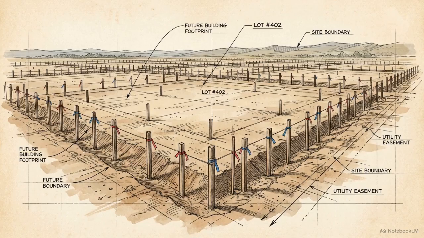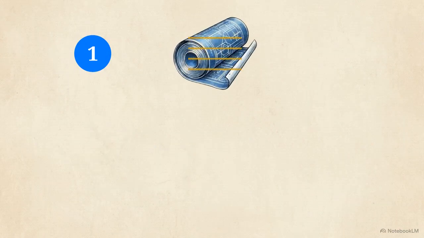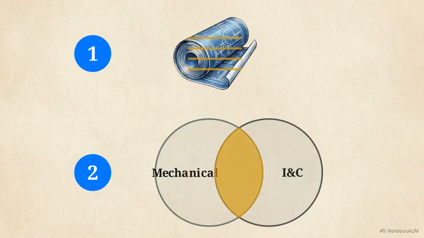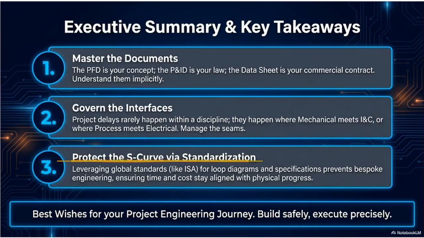Bringing a massive piece of land to life requires mastering a few strict rules. First, you have to master the documents. Your diagrams and data sheets are the unbreakable laws of the site. Second, you must govern the handoffs. Pay close attention to the seams where different expert teams overlap. And as we see on this summary slide, the third rule is to protect your S-curve.